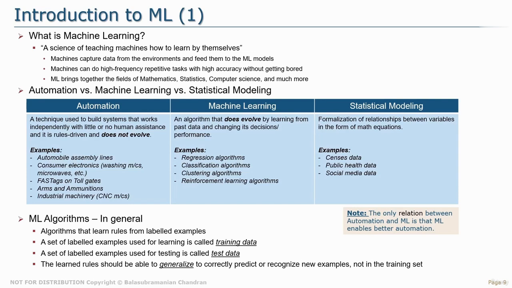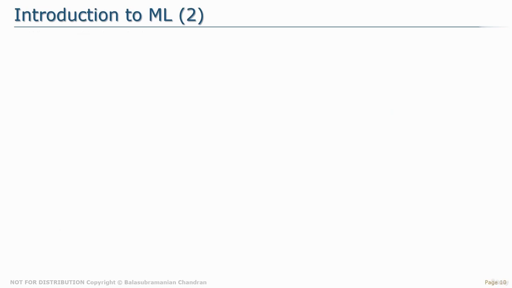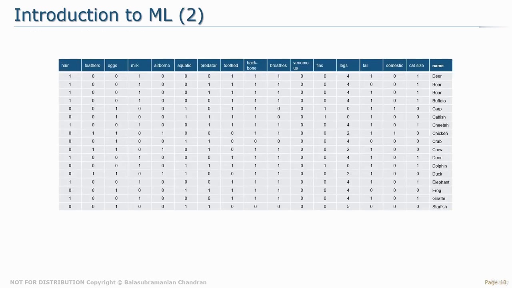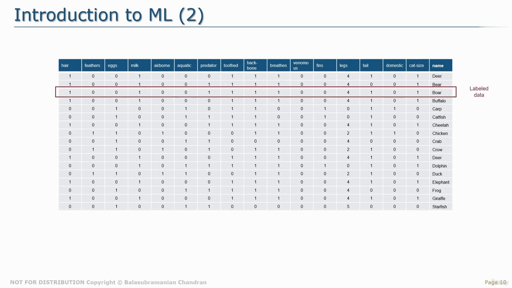I'll explain this with an example. Assume that we have a data set like this. Here, each column represents a feature. The last column has the names of each row of data, without which we will not know what the rest of the features represent. Hence, we can say that each row is labeled with a name. This is called labeled data. If we remove the last column, then this data set becomes unlabeled. For now, let's keep it.